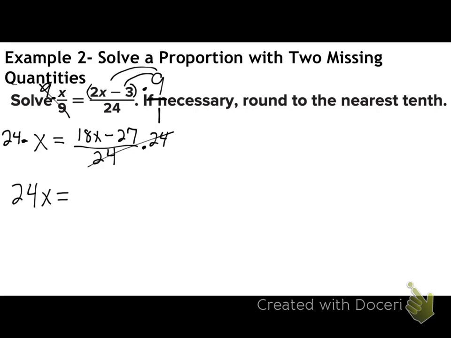24x equals, what do I have on the right side? 18x minus 27, because my denominators canceled out. Is everyone okay with how I canceled out both denominators? Just multiply by the denominator on both sides. It'll cancel one of them out. Do your calculations. Then multiply by the other denominator on both sides. It'll cancel out. Do your calculations.